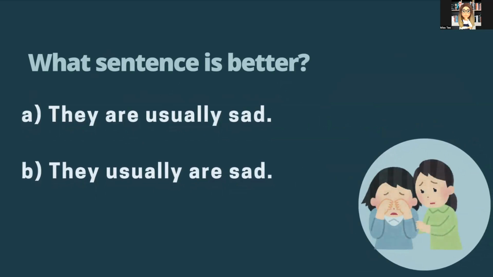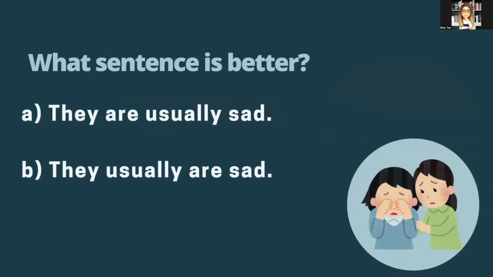Now, let's look at these two sentences and see if we can remember our structure or order of words. A, they are usually sad, or B, they usually are sad. There is one type of structure where the adverb of frequency comes after the verb, and one where it comes before. It all depends on what kind of verb you're working with. So here, are we working with the auxiliary verb or the main verb? We're working with an auxiliary verb here, the word are.